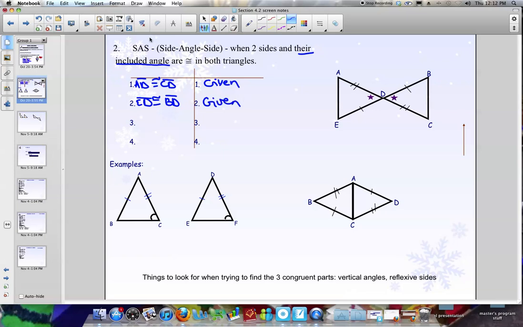My third piece, in order to use side angle side, would have to be the included angles. It would have to be angle ADE and angle CDB. So do we have anything that says that this angle would have to be congruent to this angle? Notice the X here. We learned in chapter 2 that anytime you have an X, you've created congruent angles. Those congruent angles are called vertical angles.